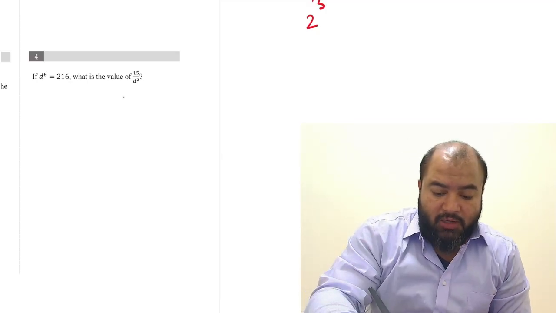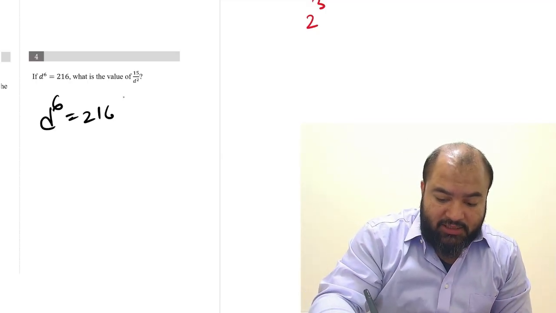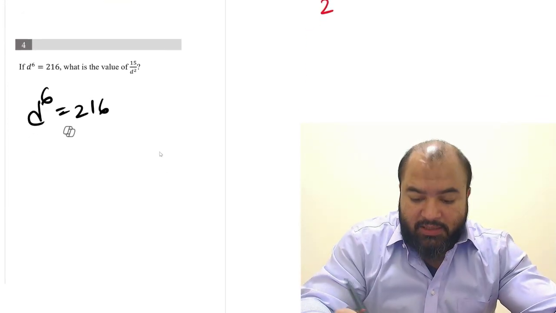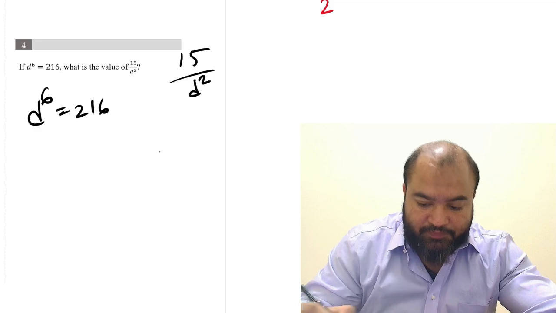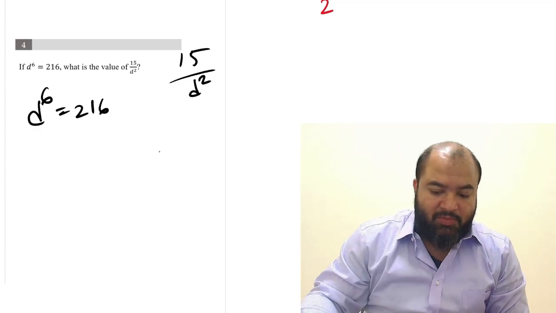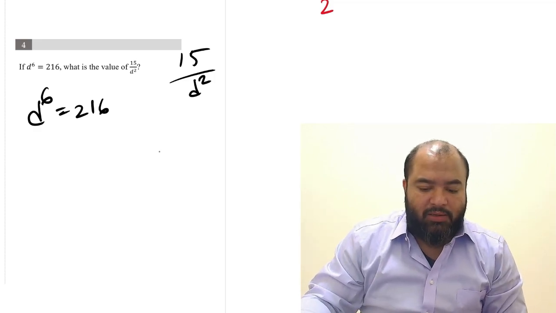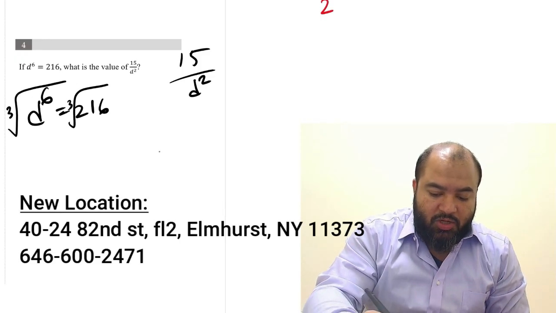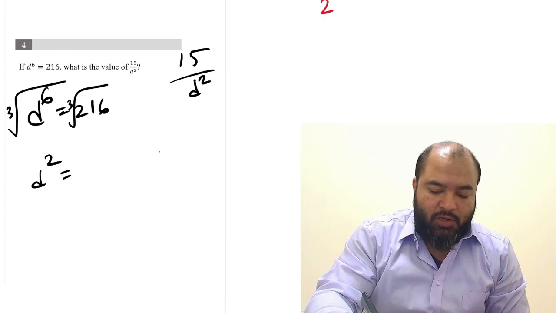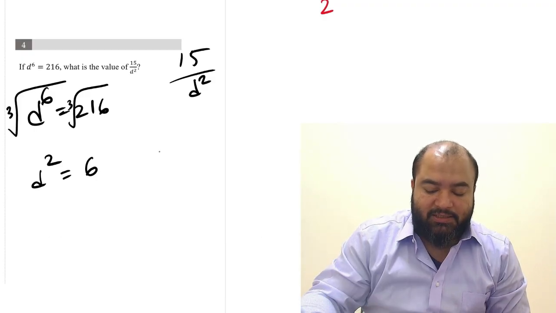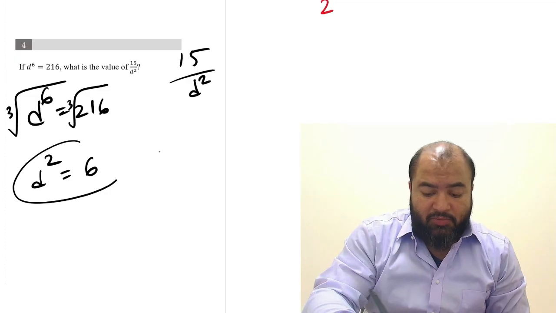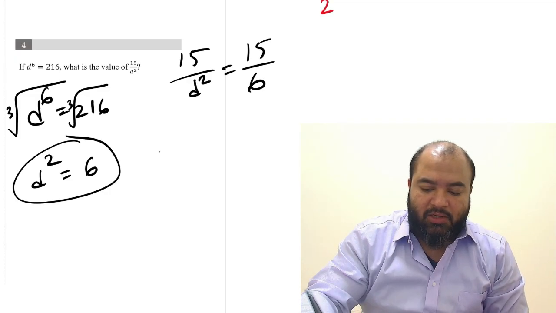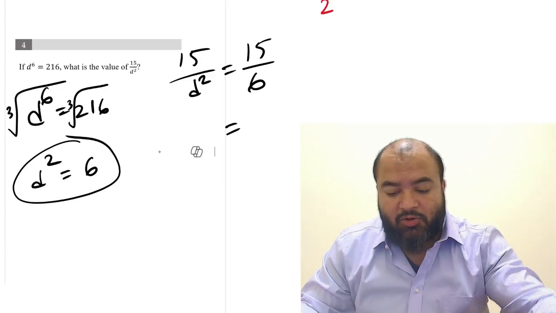Question number 4, we have d power 6 equal to 216. If you look at the question, it's asking what is 15 over d power 2? Well, d power 6, remember, if I cube root a power, it divides by 3. So I'm going to cube root both sides. So cube root of d power 6 is d power 2. And cube root of 216 is 6. So now the problem is solved. So you can say 15 over d power 2 is 15 over 6. Now you can use a calculator for that. Answer will be 2.5.